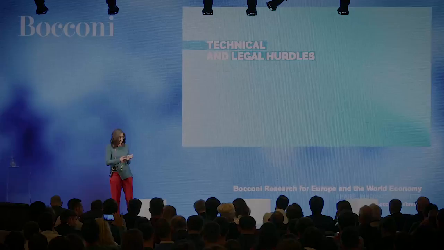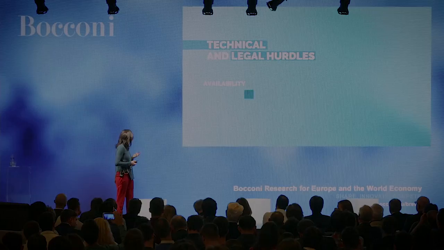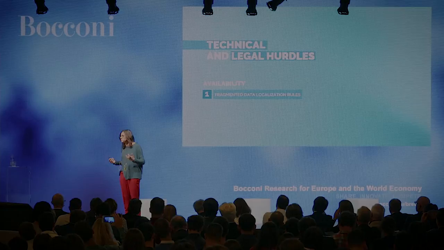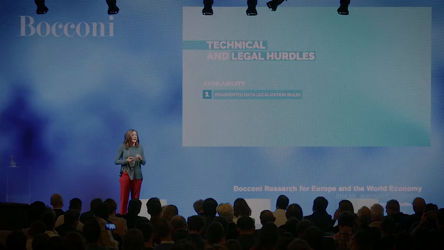These hurdles relate mainly to availability and liability issues. Availability, for example, is impaired by, first, something that we call fragmenting data localization rules. What do I mean here? Actually, national governments adopt rules on, and this is quite a tricky point, data localization. These rules change from one country to another. And even within one country, you will have certain data localization rules for certain kinds of data and other data localization rules for other kinds of data. This is a fragmented scenario, which doesn't enable free flow of data.